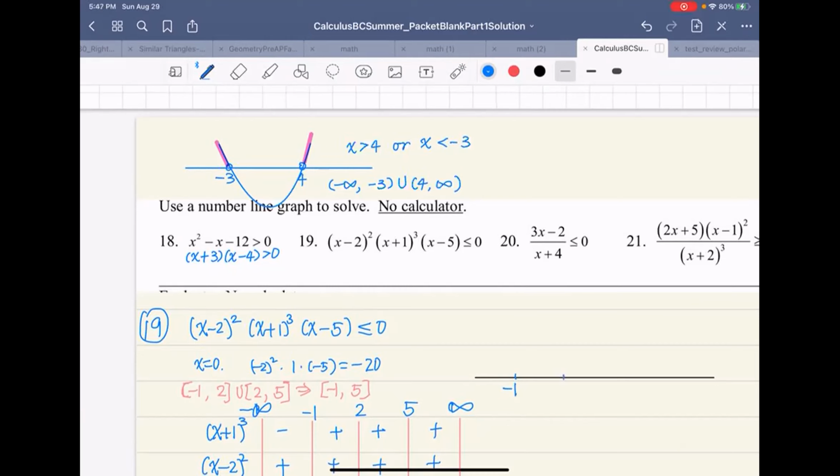And then x minus 2 squared. So the 3 roots are -1, 2, 5, correct? There you go, right? Okay. And then this is less than or equal to 0. What's the highest order? 2 plus 3 plus 1. The highest order is 6. 6 is even, right? Yes.